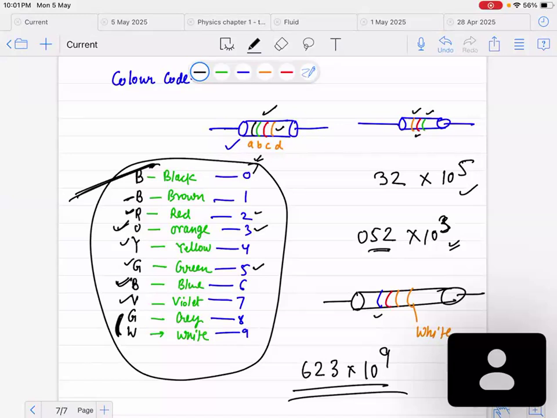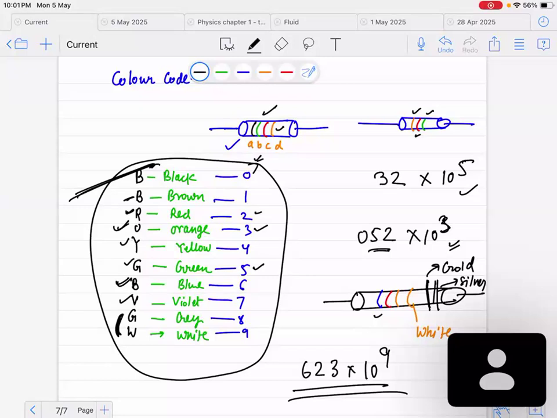And there's another catch. In the resistance, there are 2 extra colors sometimes, 2 extra lines. One is gold and another is silver. Sometimes it's there, sometimes it's not there. What is the meaning? Sometimes there's only a gold line, sometimes only a silver line.